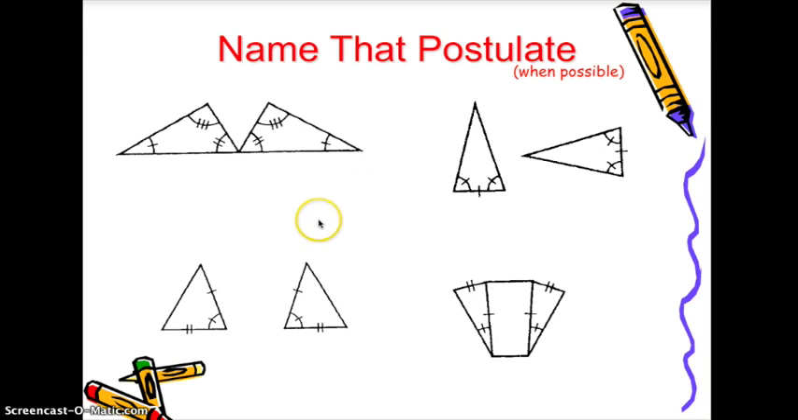Alright, and in this first picture I can see that I have all three angles marked. That means that this one is angle, angle, angle. Are we allowed to have angle, angle, angle? No, that's not one of our postulates. In the next one I see an angle, a side, and another angle. So this one would be angle, side, angle. And down here I see side, angle, side.